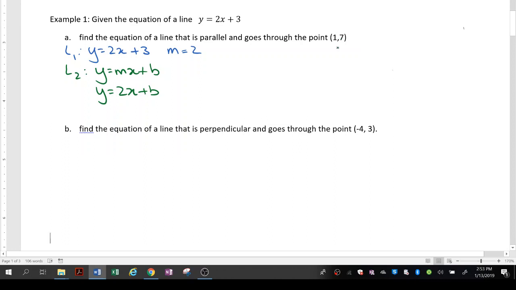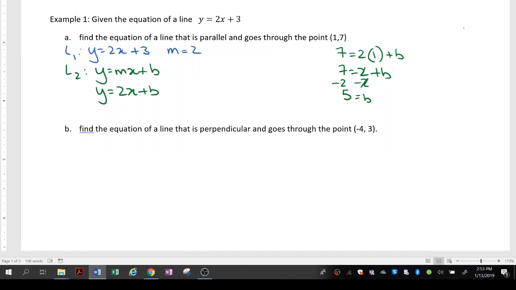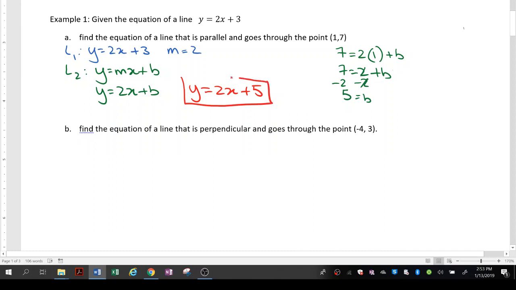So here y is 7, so 7 is equal to 2 times our x value, which is 1, plus b. So 7 is equal to 2 plus b. Now let's subtract 2 from both sides. So that gives us b is equal to 7 minus 2, or 5. So we can put that value into b here to give us y equals 2x plus 5. And that is the equation of a line parallel to y equals 2x plus 3 that goes through this point.